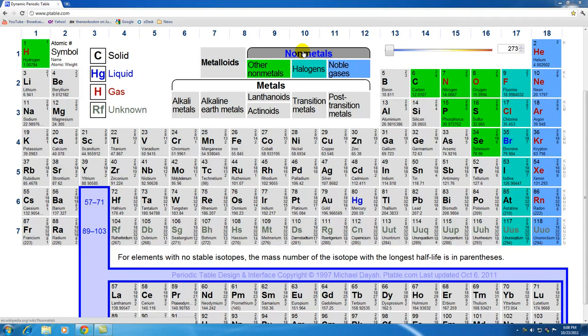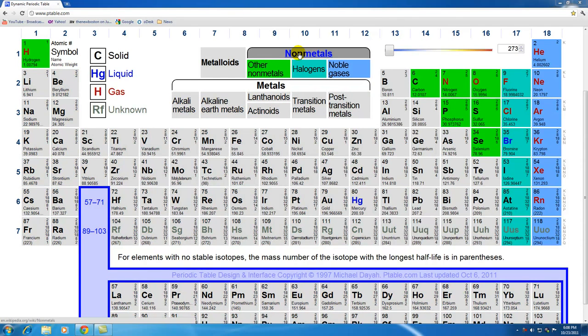Go ahead and hover over that. Now the nonmetals are in the top right hand side of the periodic table, and these pretty much have the opposite properties of metals. They're poor conductors of electricity, they're brittle, some of these are even gases, those light blue ones. So basically we have metals and nonmetals.